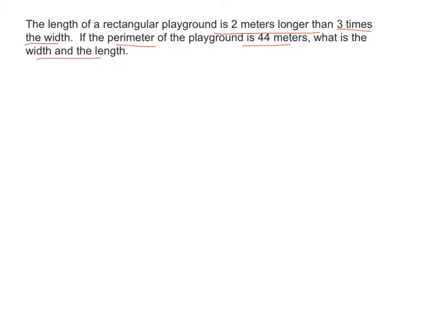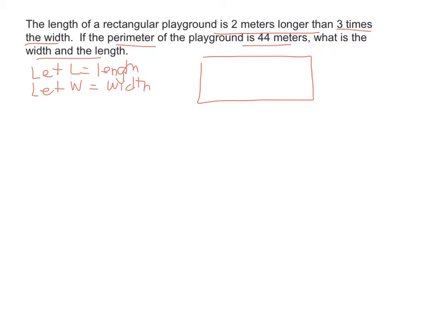So we're trying to find out the length and the width. We're going to start by saying let L equal the length of this playground and let W equal the width. And then we're going to draw a picture of what's going on. So we got a playground, it's a rectangle. The longer one's the length, shorter one's the width. The perimeter of this playground means that you're going to add up all the sides, which means you're going 2W plus 2L. You're adding W, W, L, and L.